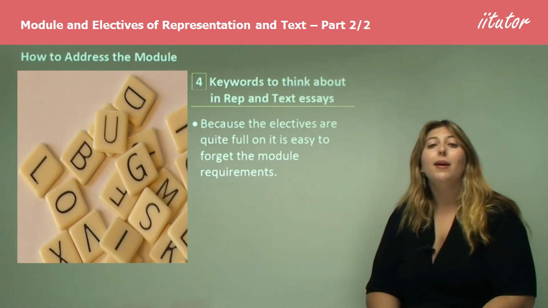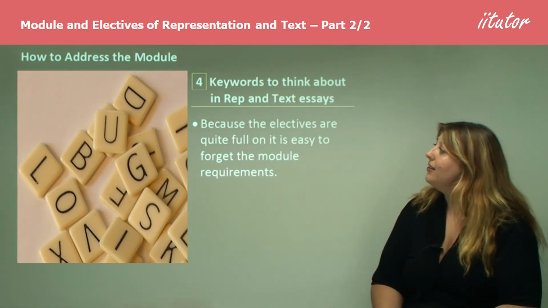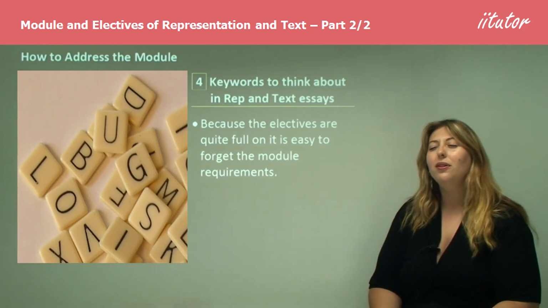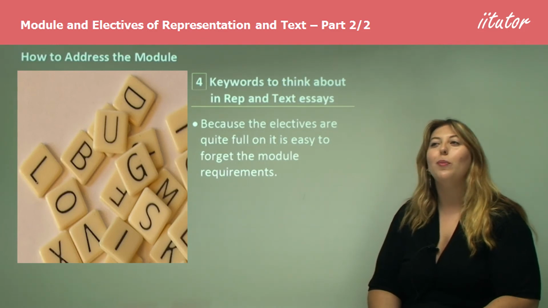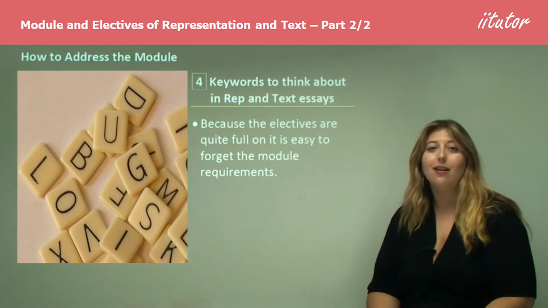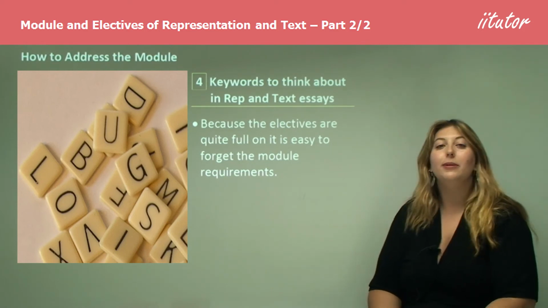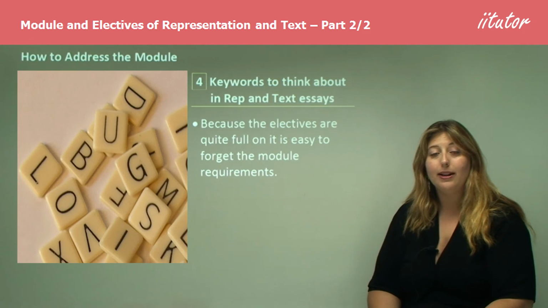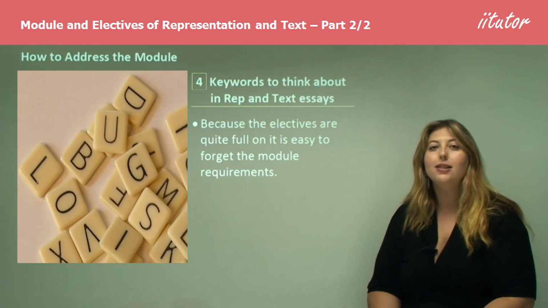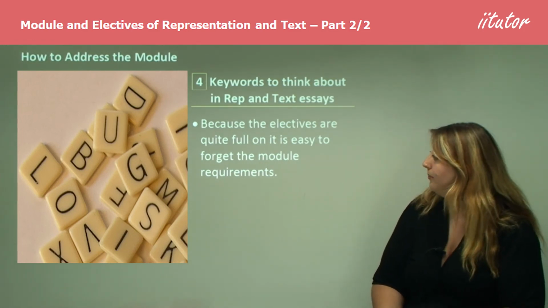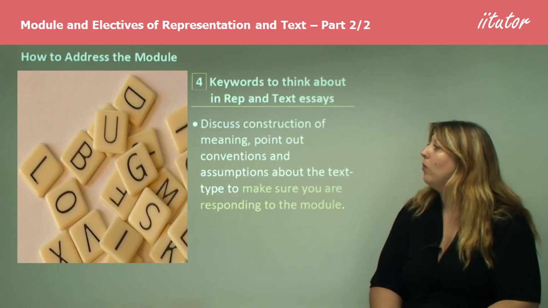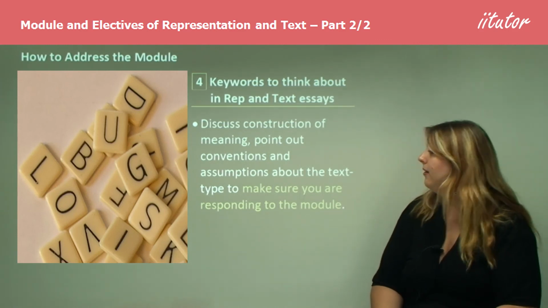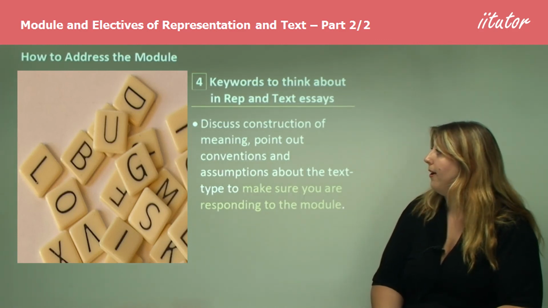The final thing to think about in representation in text is the keywords you're going to use. Because the electives are really full on, you're going to find yourself probably talking more about conflicting perspectives in history and memory in class. And it's really easy to push the rep and text stuff to the background and to not really mention it much in the essay. So one of the really easy ways to make sure that you've talked about representation in text is to choose some of these keywords to look at. You want to think about words like construction of meaning, point out conventions, talk about assumptions maybe, and make sure that you're responding to the module that way.